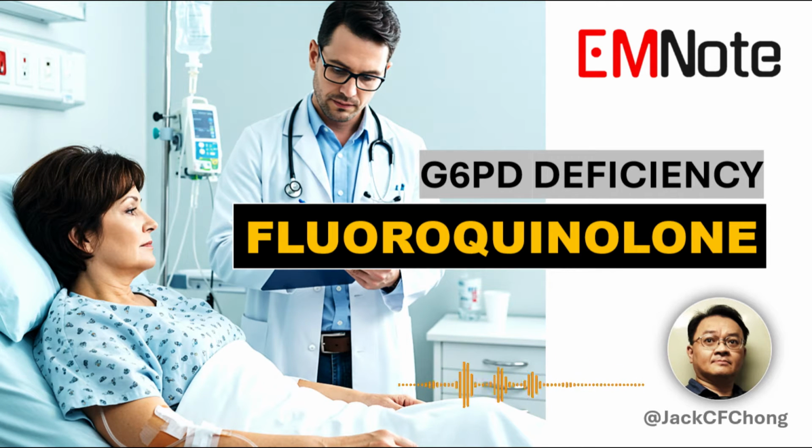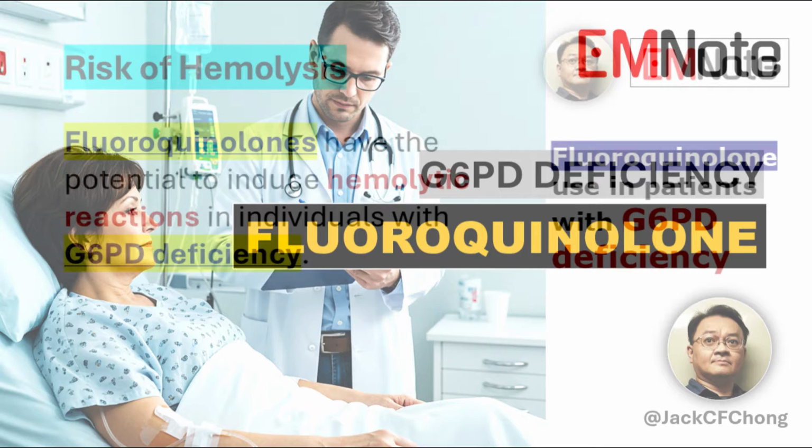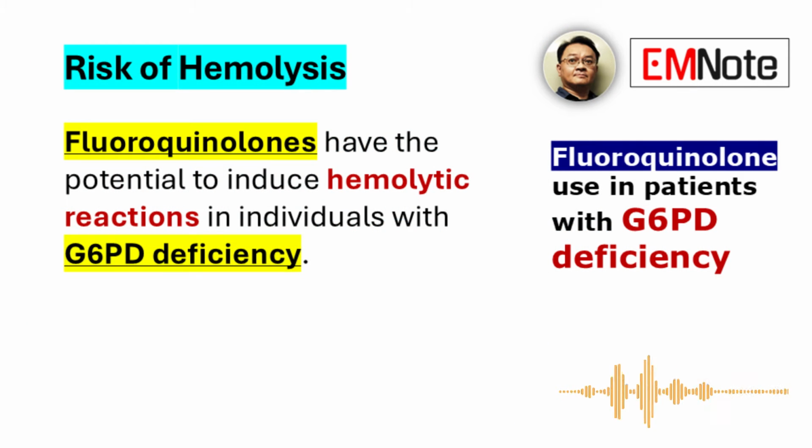So today we're looking at fluoroquinolones, and specifically glucose 6-phosphate dehydrogenase deficiency, G6PD deficiency. And the main question really is, can you use these antibiotics in patients who have G6PD deficiency? It's a common question. And, well, the answer isn't a simple yes or no. Right. There are variations, important ones. The risk isn't the same across all fluoroquinolones.